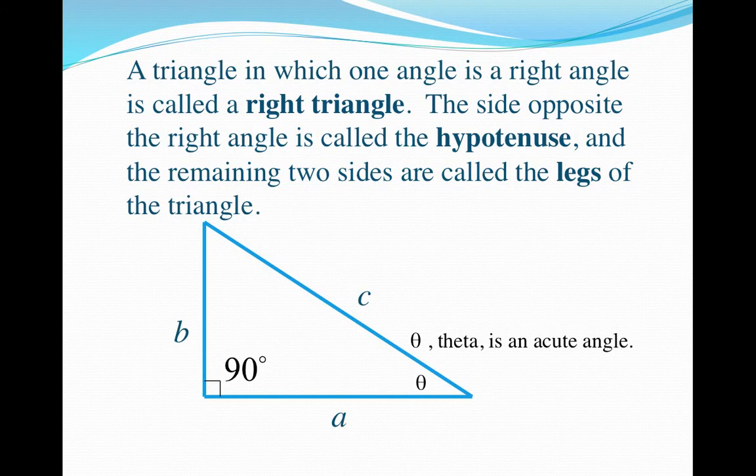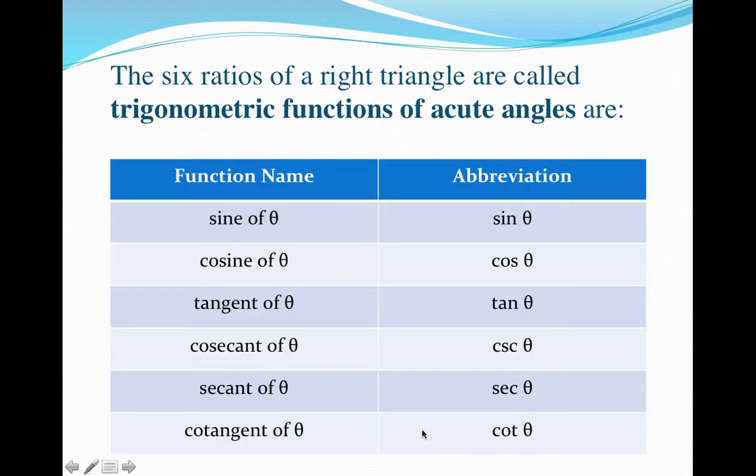A triangle in which one angle is a right angle is called a right triangle. The side opposite the right angle is called the hypotenuse. And the remaining two sides of this triangle are called the legs. So here's your right angle, across is the hypotenuse, A and B are legs. Theta, the Greek letter theta, is what we're going to use to represent the acute angle in this triangle.